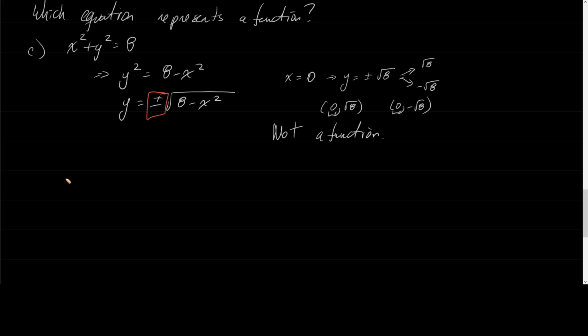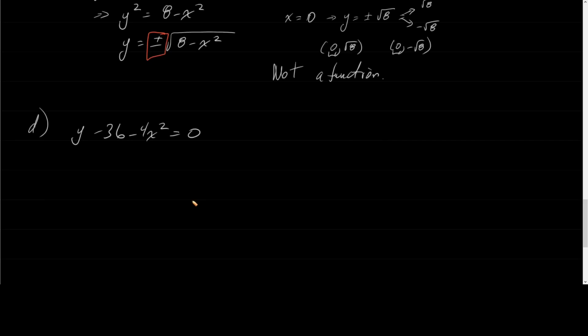Let's look at the next example. Let's say that I had something like y minus 36 minus 4x squared is equal to 0. So I want to see if this equation is a function, right? And how do we check? What we want to do is solve for y. So if I solve for y here, moving everything else to the other side, y is equal to 4x squared plus 36.